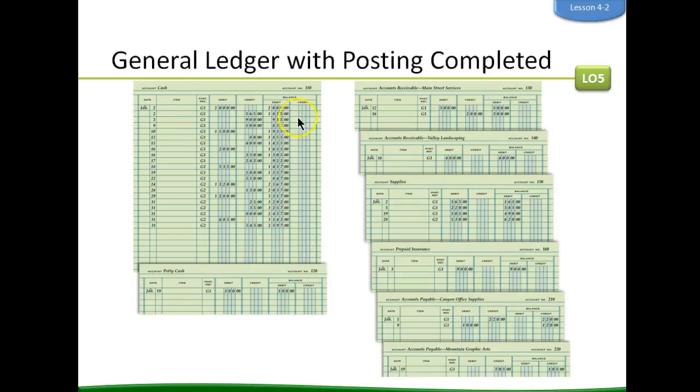And we can see for our cash account, we have a balance on the debit side, and that would make sense because this is an asset account, and we know those asset accounts, the normal balance is on the debit side.